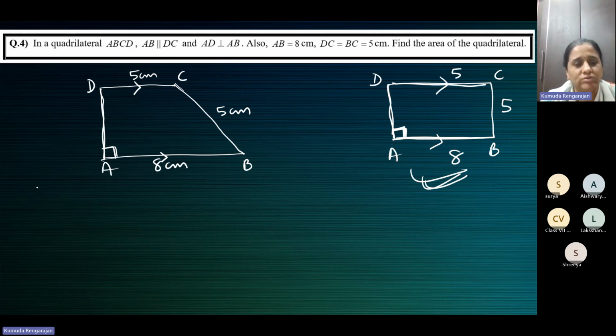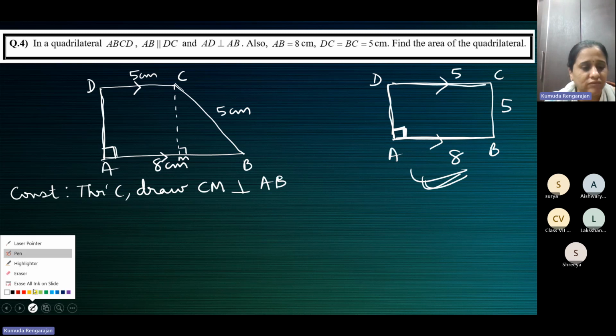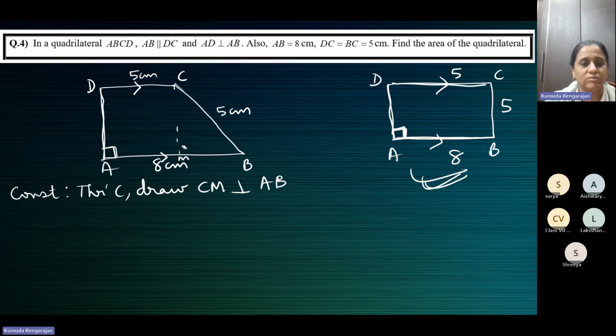So we need to take a construction. Through C, draw CM perpendicular to AB, like this. All right, so let me draw that figure again.